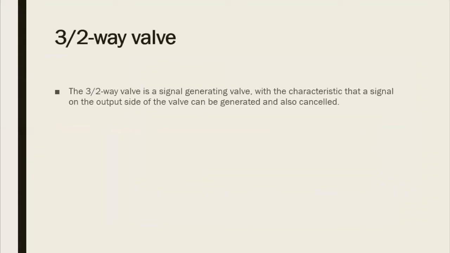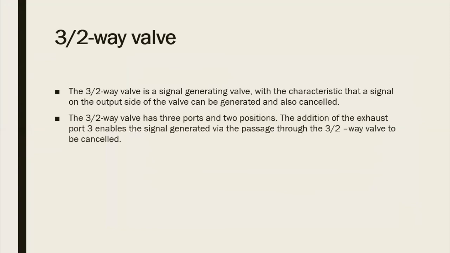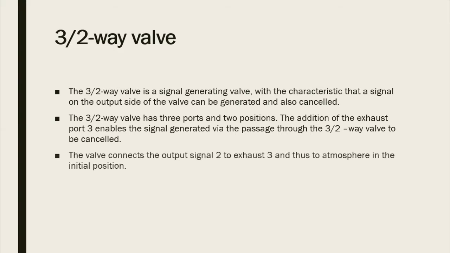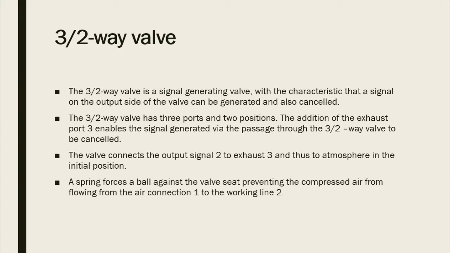So the two-way valve. The two-way valve is a signal generating valve with the characteristic that a signal on the output side of the valve can be generated and also cancelled. The two-way valve has 3 ports and 2 positions. The addition of the exhaust port 3 enables the signal generated by the passage through the valve to be cancelled. The valve connects the output signal 2 to exhaust 3 and thus to atmosphere in the initial position. A spring forces a ball against the valve seat, preventing the compressed air from flowing from the air connection 1 to the working line 2.